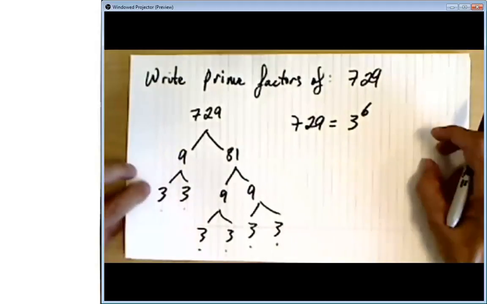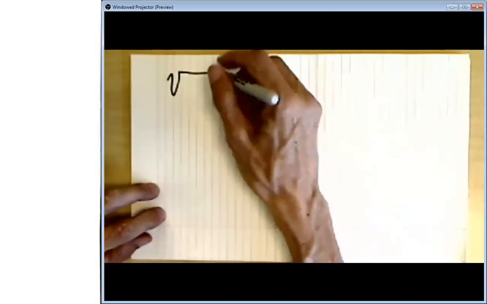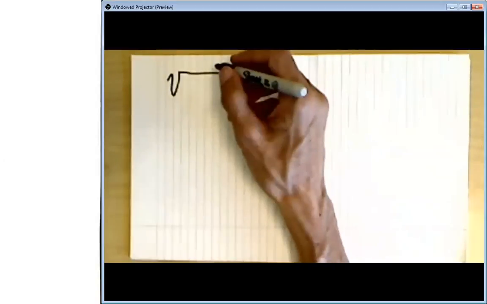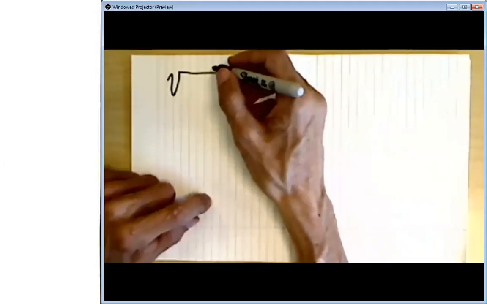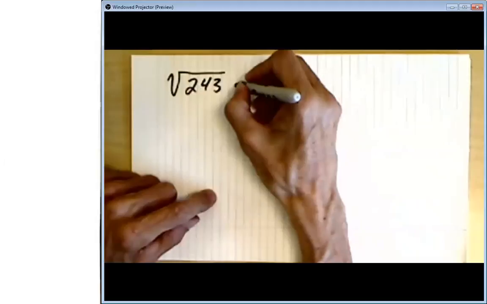Okay. Let's go on to, just for fun, it's not on the quiz, but we are going back in time a little bit. So what would the square root of 243 be equal to?